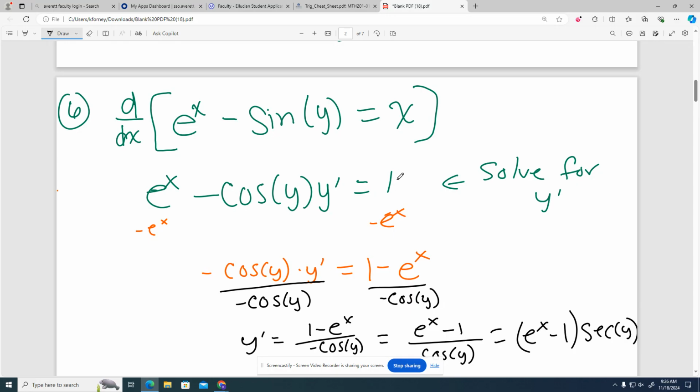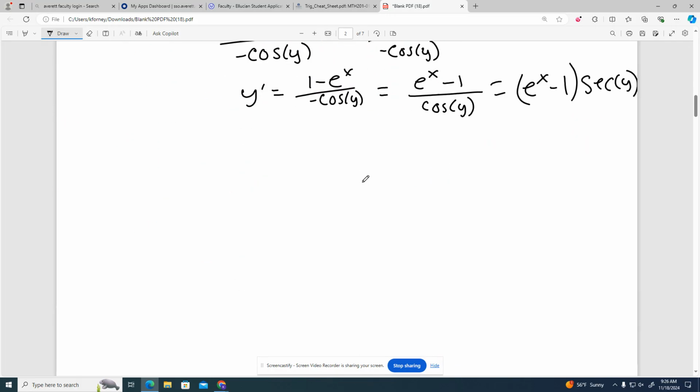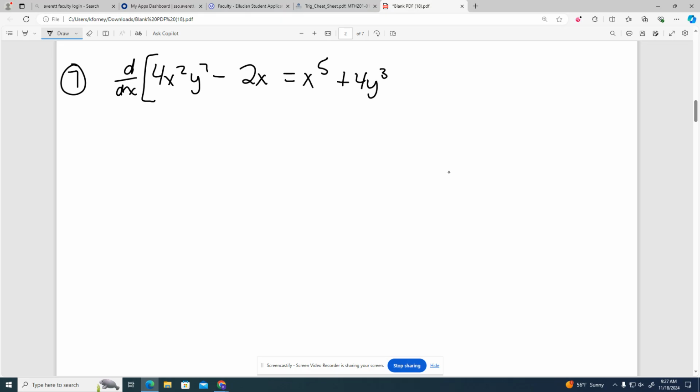All right, let's look at one where you're going to have to apply some product rules. So this was number 7 from the homework. So we're going to first find the derivative for 4x squared y to the 7th minus 2x equals x to the 5th plus 4y cubed. So what I said a minute ago was we're going to have some product rule here.